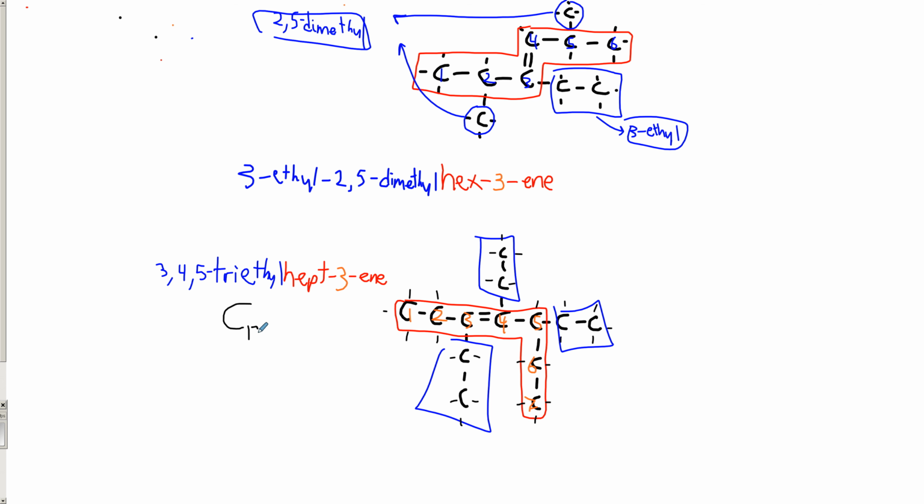1, 2, 3, 4, 5, 6, 7, 8, 9, 10, 11, 12, 13, 14, 15, 16, 17, 18, 19, 20, 21, 22, 23, 24, 25. Beautiful, 26. So the formula C13H26 still obeys the CnH2n rule. So a big mess of a molecule, but it still works the same way.